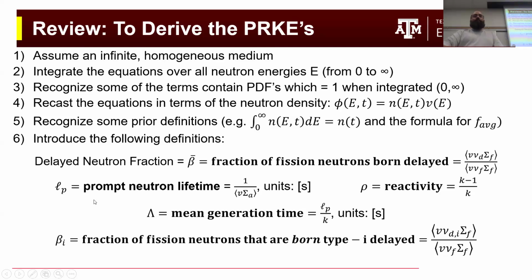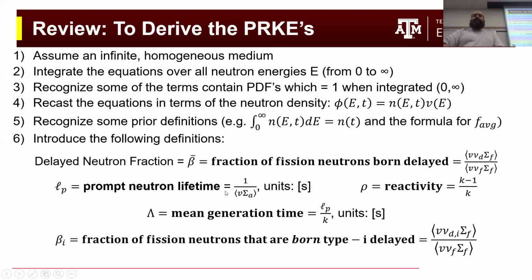We defined L_P, the fancy L with the P, which is the prompt neutron lifetime, which has units of seconds and basically tells us how long a prompt neutron exists in our reactor from when it's born to when it gets absorbed by something. We introduced the definition of the reactivity, which is just another way of recasting the multiplication factor. We defined the mean generation time, which is L_P over k.